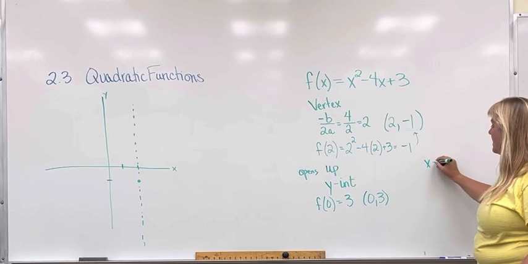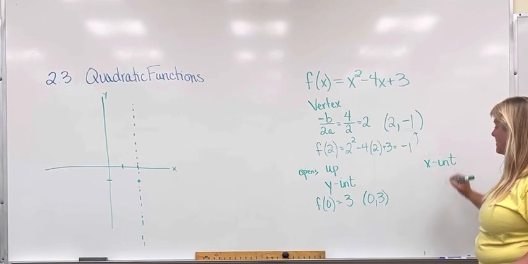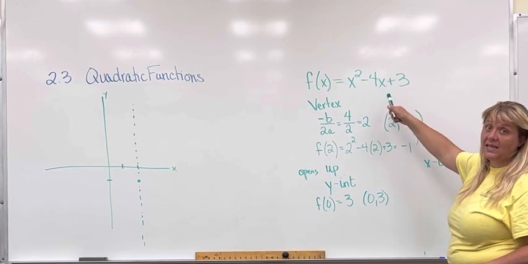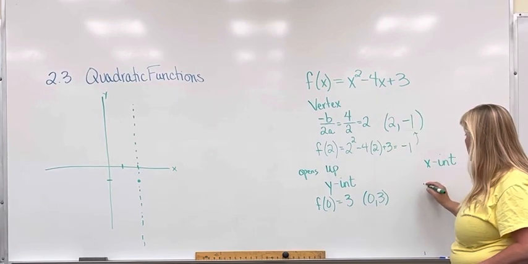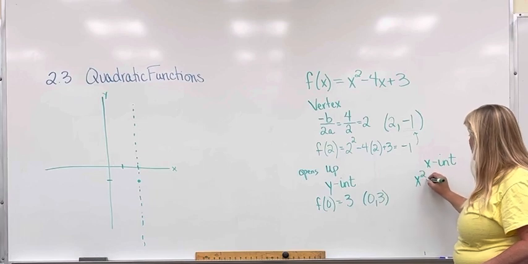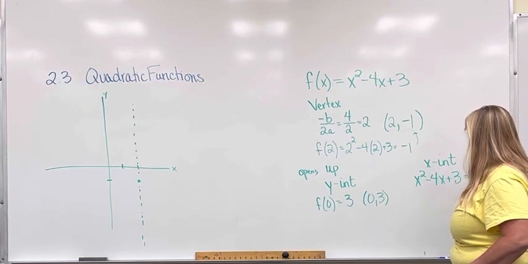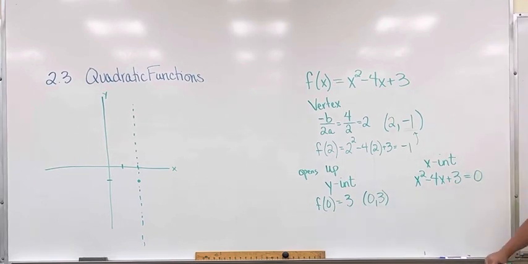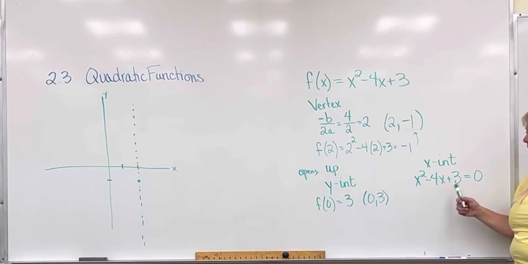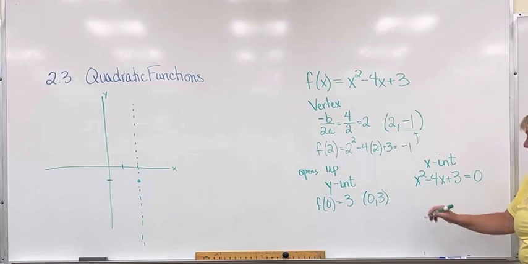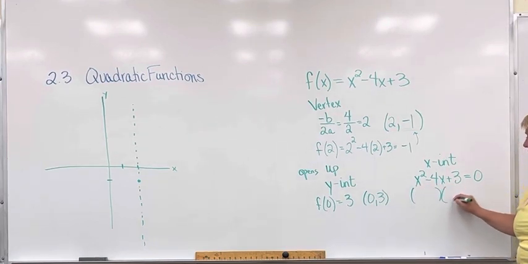And then in this part, even the x-intercepts aren't that bad either. For the x-intercepts, we're going to take this and set it equal to 0. So we're going to say x squared minus 4x plus 3 equals 0. And if we're in a quadratic in its general form, the hope is that we can factor it. So that's what we're going to do. We're going to hope that this factors.